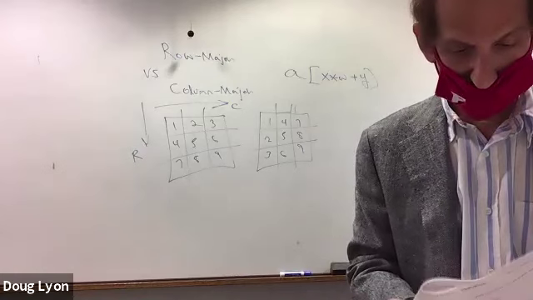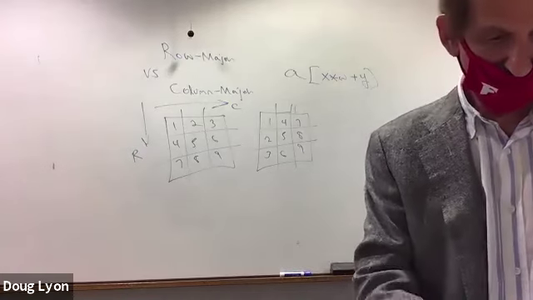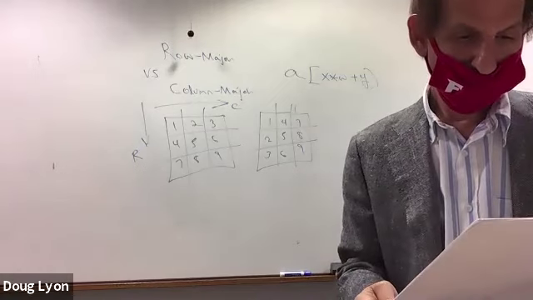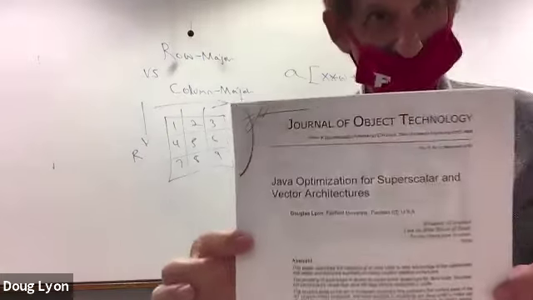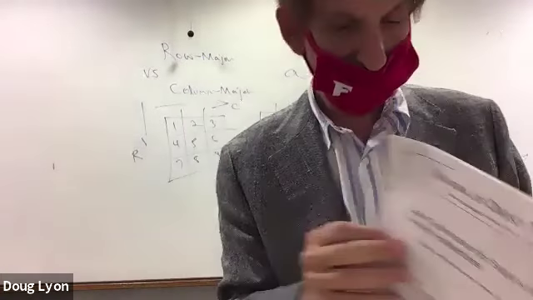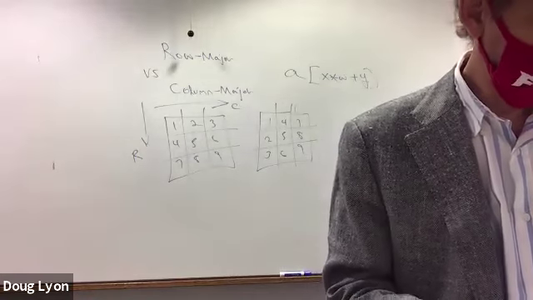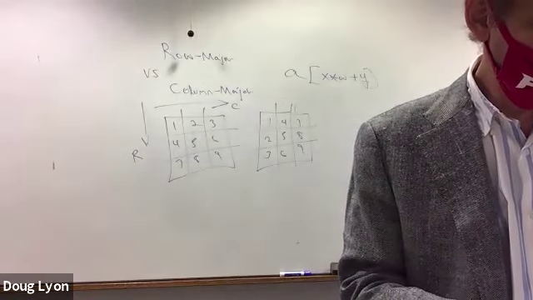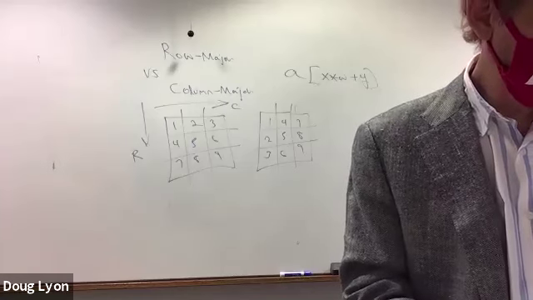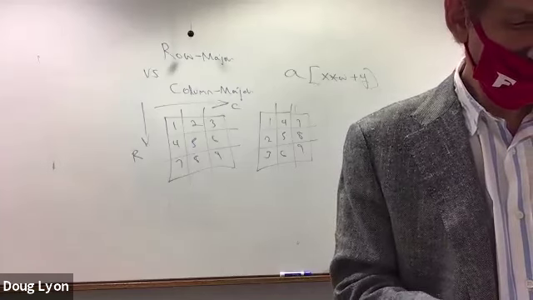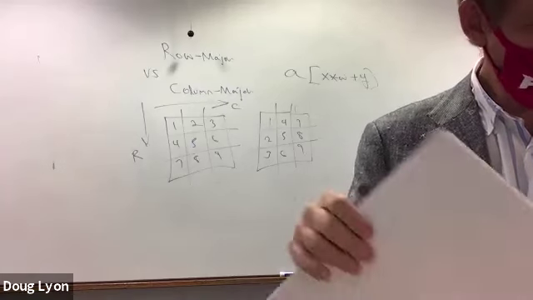So let's see now. You've got a little homework assignment there, and there's reading too. So you should be reading Java optimization for superscalar and vector architecture. I'm holding it up so you can see. I'll put it up to the camera. See that? And that is actually a link. There's a link to that in the homework 5 instructions. So when you start homework 5, you'll be able to see that link.